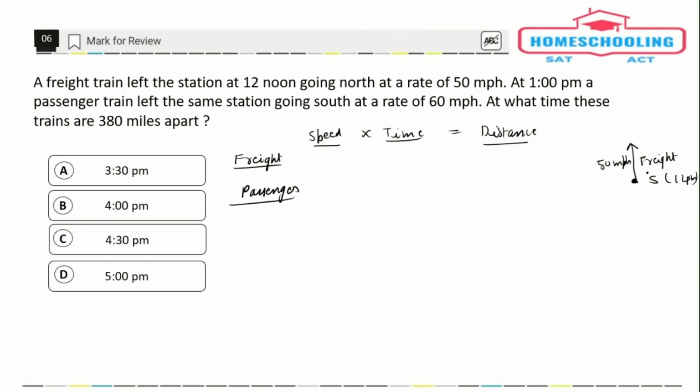We don't know how much distance they are covering. So this is your freight train, and it started at 12 noon from this station. Similarly, at 1 p.m., a passenger train left the same station S going south at a speed of 60 miles per hour. So always remember, rate means speed.